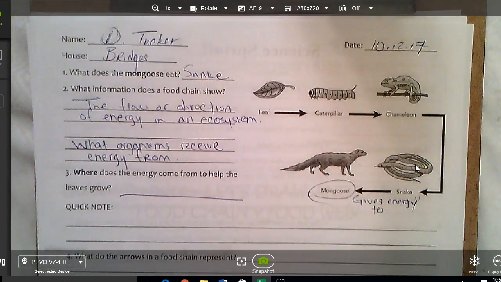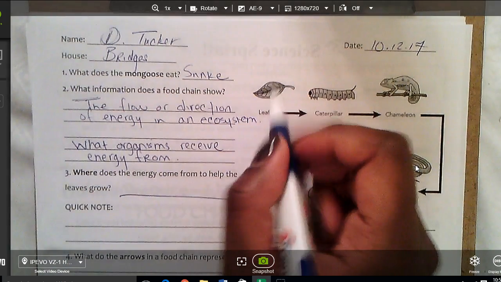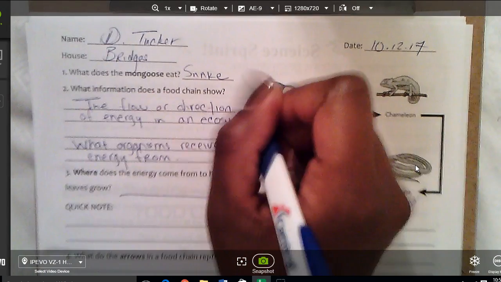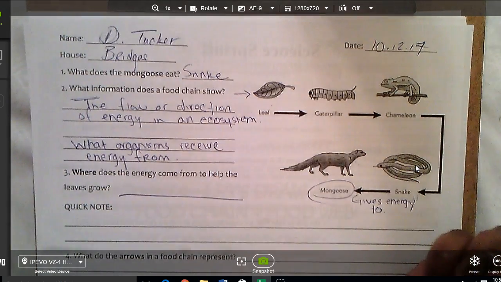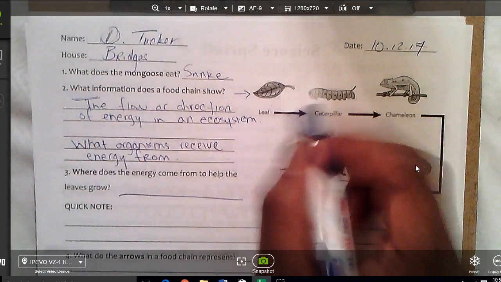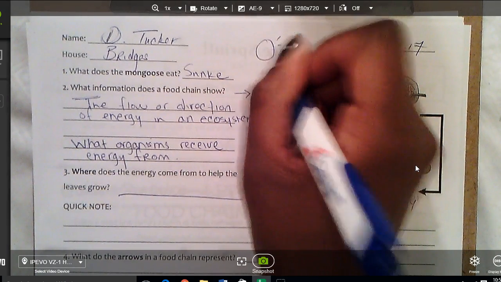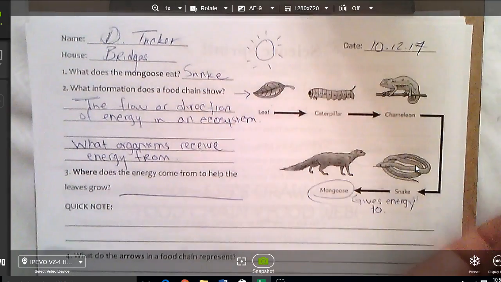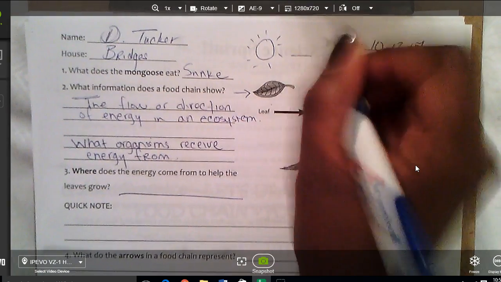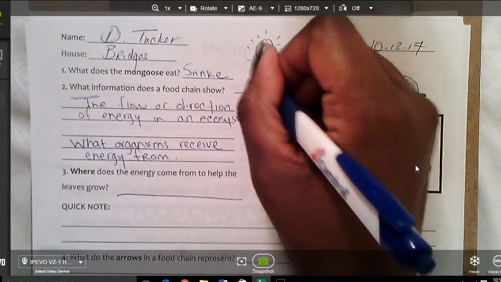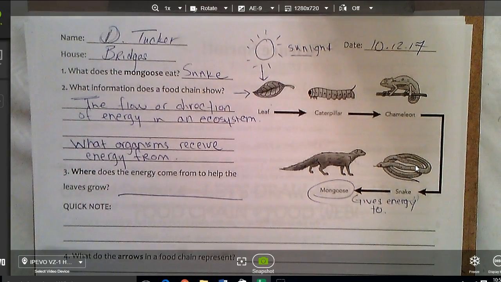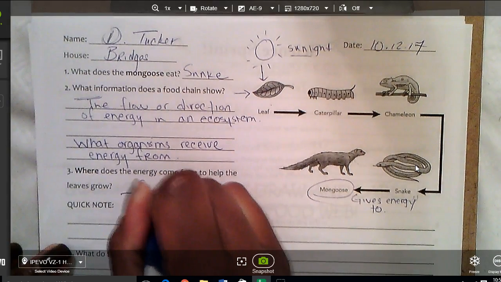The next question says, where does the energy come from to help the leaves grow? Just go ahead and draw in a line right here. So I don't see an arrow actually going to the leaf. So where does this leaf get its energy? If the leaf is a plant, we know that all plants get their energy from sunlight. Go ahead and draw in your sun. We'll write sunlight up above. We'll draw an arrow from the sun to the leaf, and here we'll write sunlight.